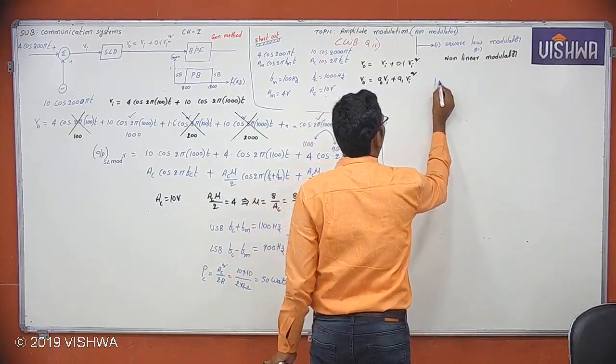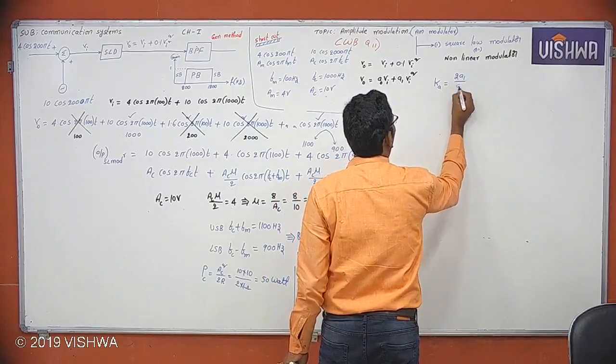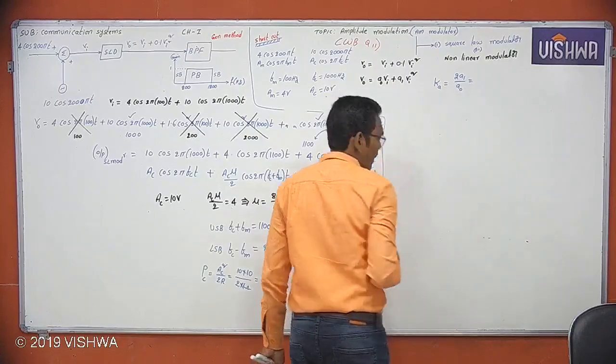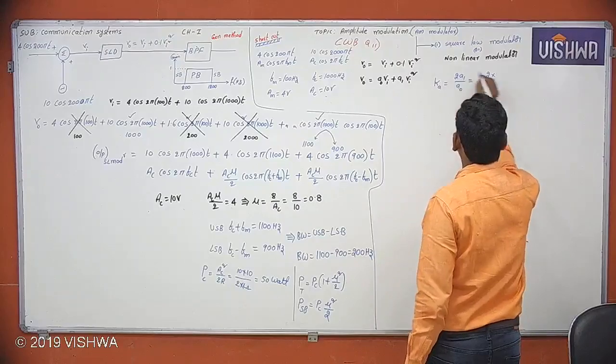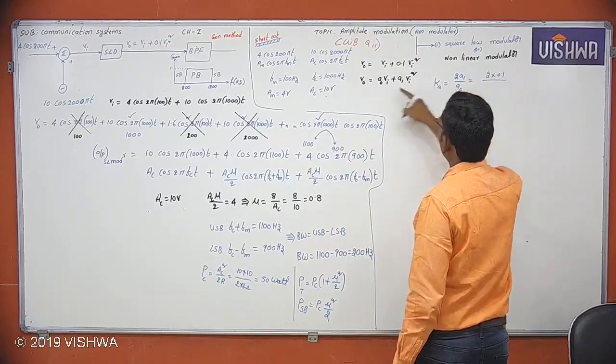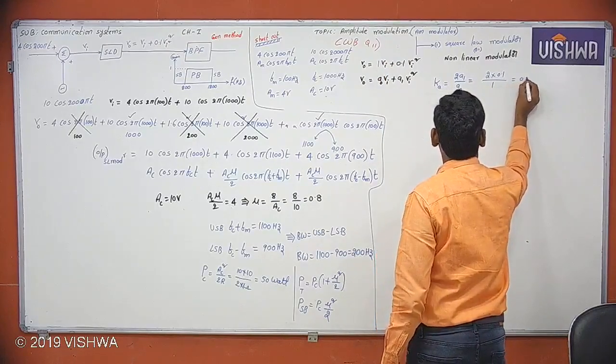So what is the sensitivity of the square law modulator? Ka is equal to 2A1 by A0. Just now we already derived that, right? Now 2 into A1, compare, A1 is 0.1, by A0. What is A0? A0 is 1. So it is equal to 0.2.